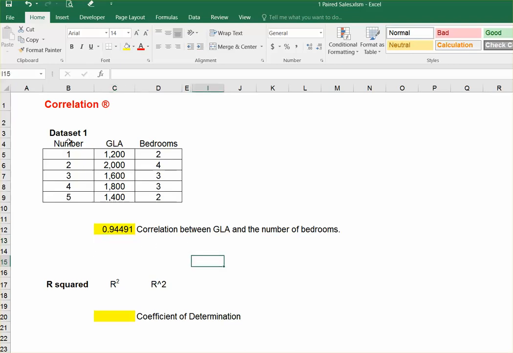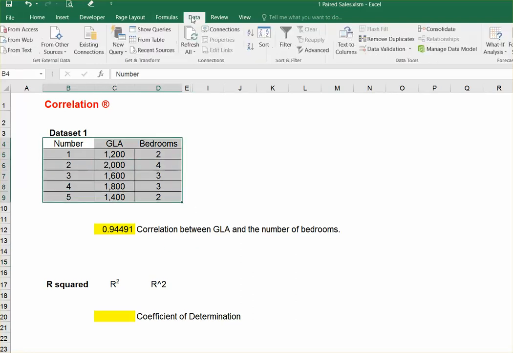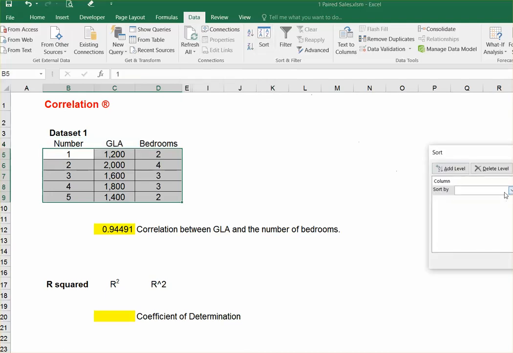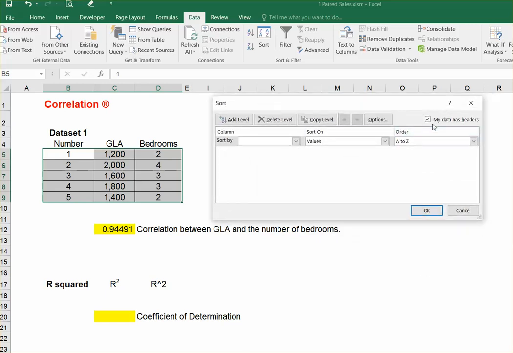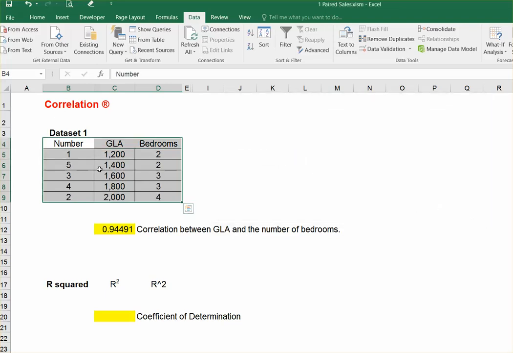Now another thing we might have done was to take these numbers and go up to data and sort these numbers. And I'm going to sort by, let me pull this over so you can see it. Will it let me? There it comes. My number has headers, so we want to sort by gross living area and say okay. Now if I look just by the naked eye, I can see the gross living area is 1,200, 14, 16. You can see it's getting bigger. Now, what happens to the bedrooms as they get bigger? 2, 3. I can see with my naked eye that there is a high correlation.